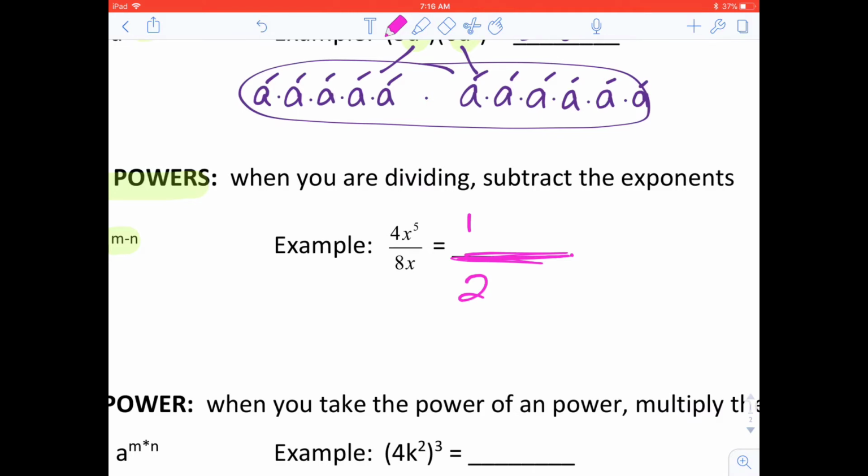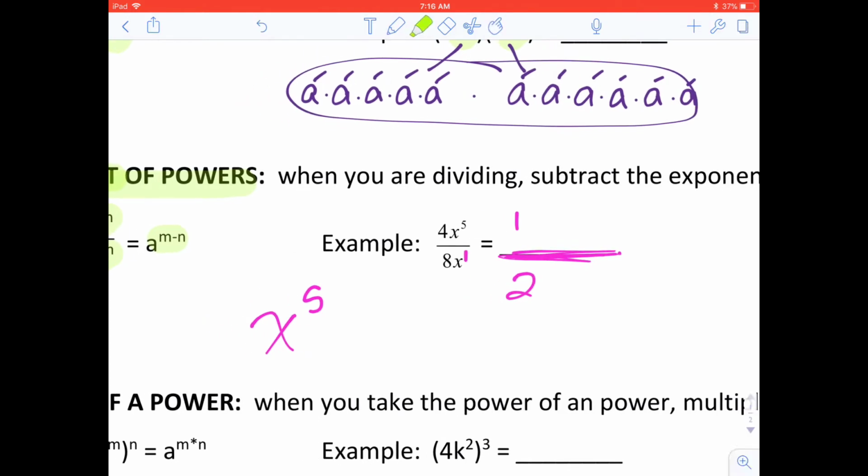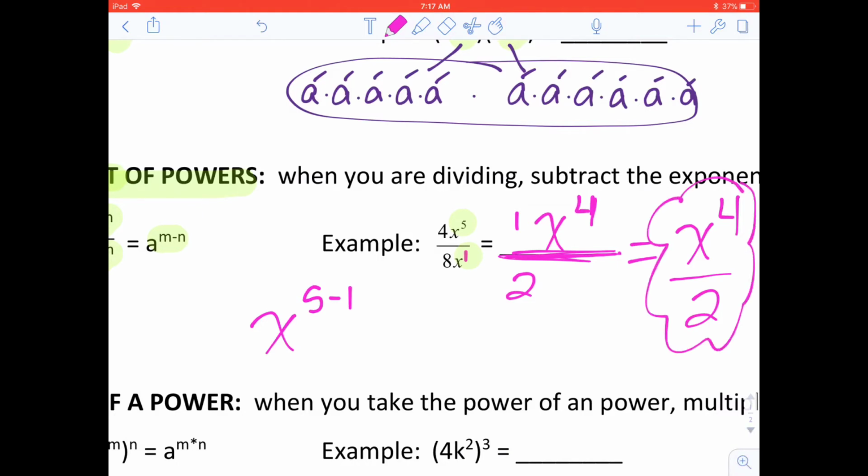Now let's divide our exponents. X to the 5th divided by x to the 1st. The rule says, and if you go back over here, you're supposed to subtract the two little numbers here. So if I did x to the 5th minus 1, that would be x to the 4th. And so we would put x to the 4th. And our answer would be 1 times x to the 4th, which is actually just x to the 4th, and you would just put that over 2. And here is our answer.